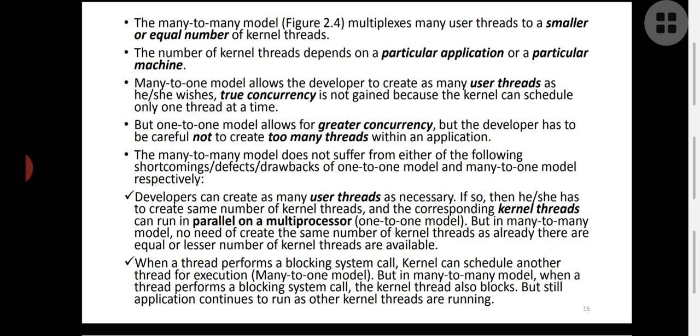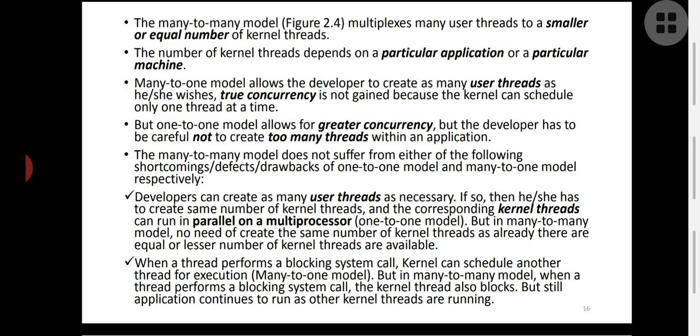Since the one-to-one model allows greater concurrency, which means higher parallelism, the developer has to be very careful not to create too many threads, because if he creates too many user threads, then he has to create that many kernel threads. The many-to-many model will not suffer from some drawbacks or defects which we have found in the one-to-one model and many-to-one model. What are those defects? We will see here.